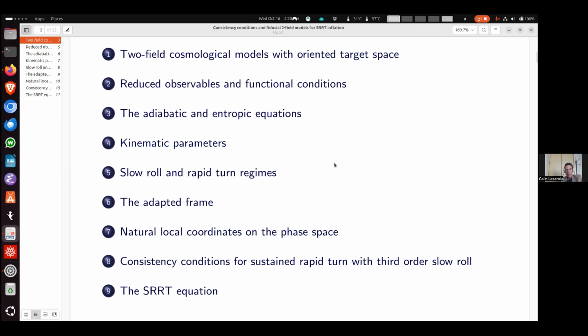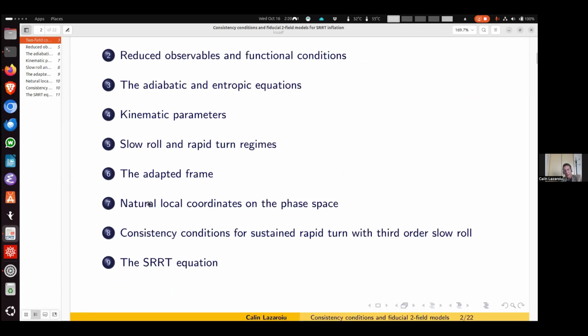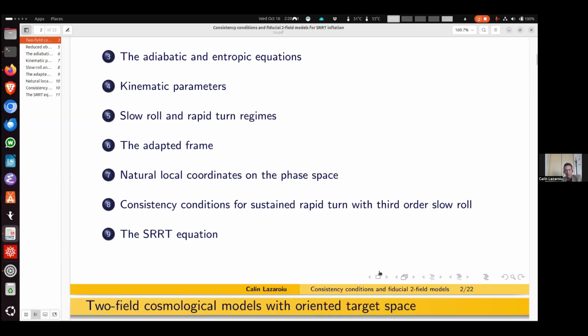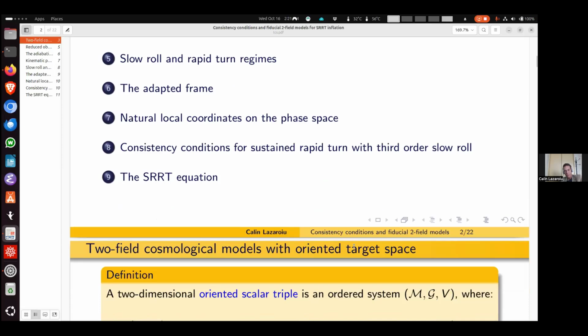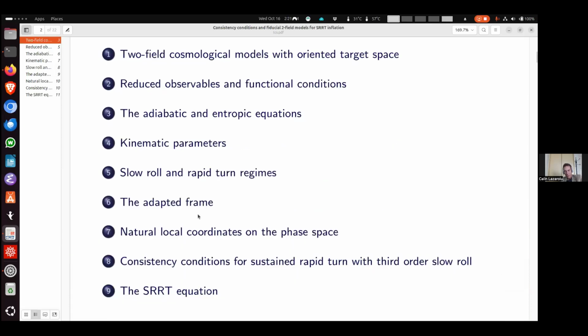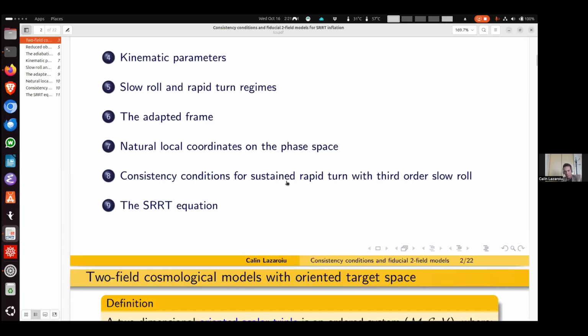Then I will recall what are called the adiabatic and entropic equations, which are well known in the subject of multi-field cosmological models, the definition of various kinematic parameters. I will describe the slow roll and rapid turn regimes. I will define something called the adapted frame, and discuss natural coordinates on the phase space. Then I will finally discuss consistency conditions, and then I will go into the discussion of the SRRT equation and the fixing of its conformal structure. Now, most of these are quite simple. The discussion of the SRRT equation will occupy most of the second part of the talk.